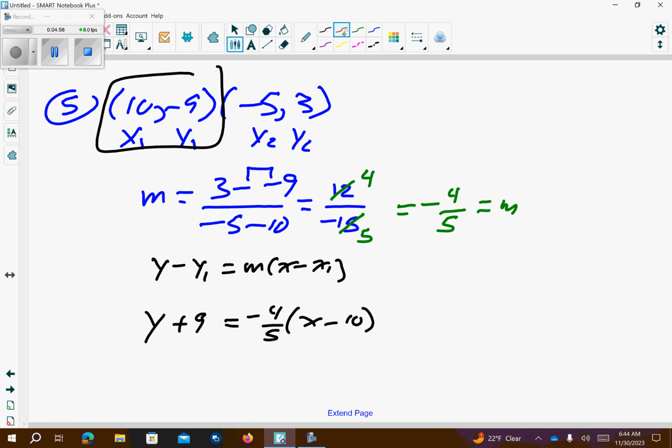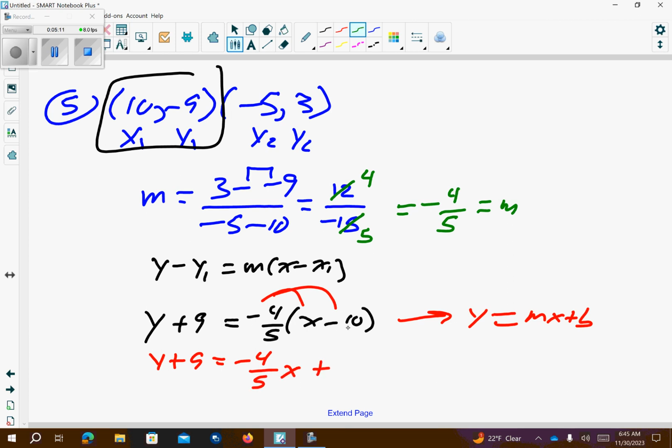Now I want to convert this to y equals mx plus b. So I'm going to distribute over the parentheses. So I get y plus 9 equals negative 4/5 times x is negative 4/5 x. Negative times negative is positive. And then realize I can put that over 1. So 5 goes into 10 twice. 4 times 2 is 8. Subtract 9 from both sides. So my answer is going to be y equals negative 4/5 x minus 1.